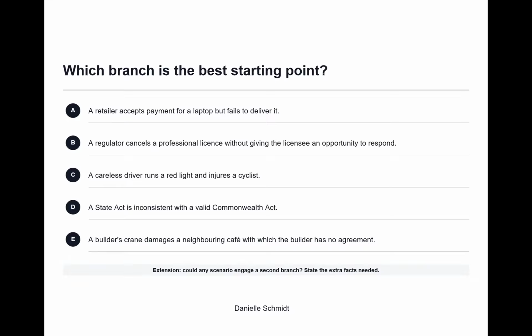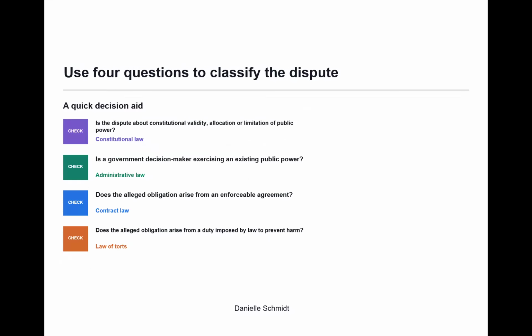So at this point, I want you to pause the video and I want you to attempt A to E. Have a guess if you're not sure. Go through the slides if you need to. Go through your notes. Some of these scenarios may engage a second branch, but you would need extra facts in order to make this determination. But as a starting point, I want you to have a think about which type of law may help you solve each of these legal problems.